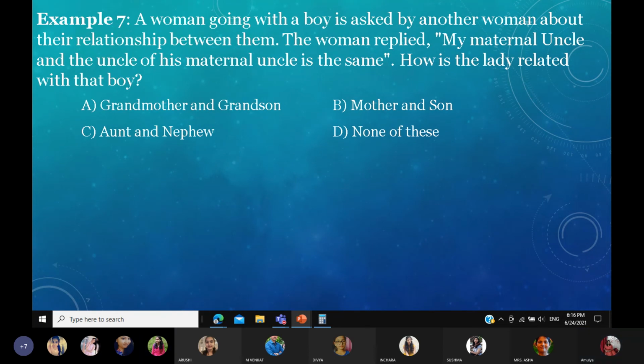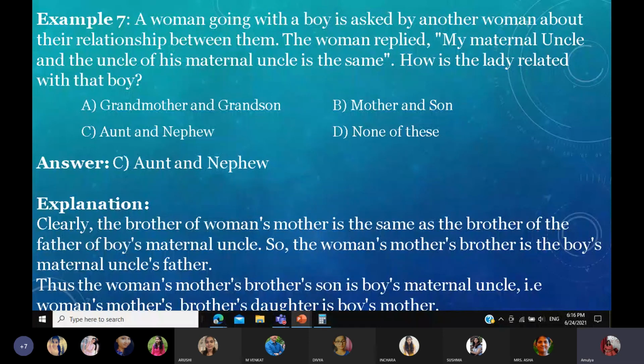Mother and son. It is aunt and nephew. It clearly says that the brother of the woman's mother is the same as the brother of the boy's mother, the maternal uncle. So the woman's mother's brother's son is the boy's maternal uncle. That is, the woman's mother's brother's daughter is the boy's mother.